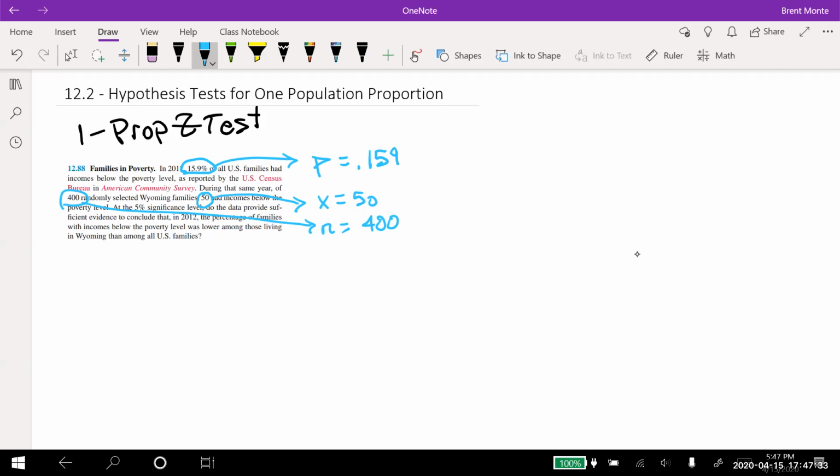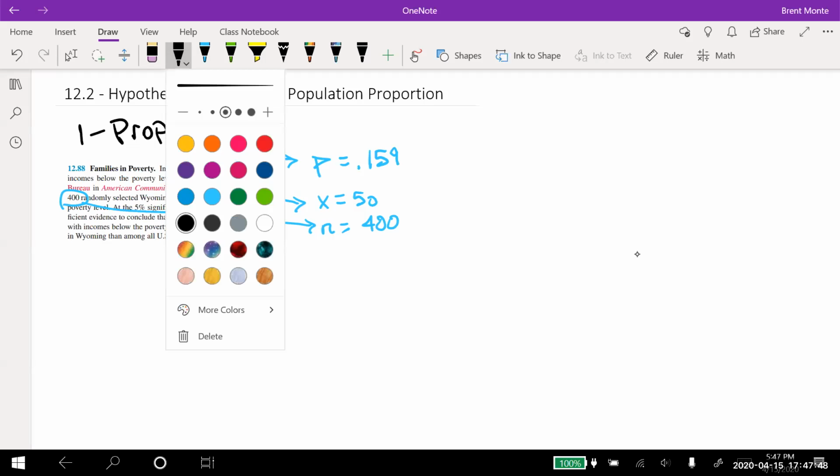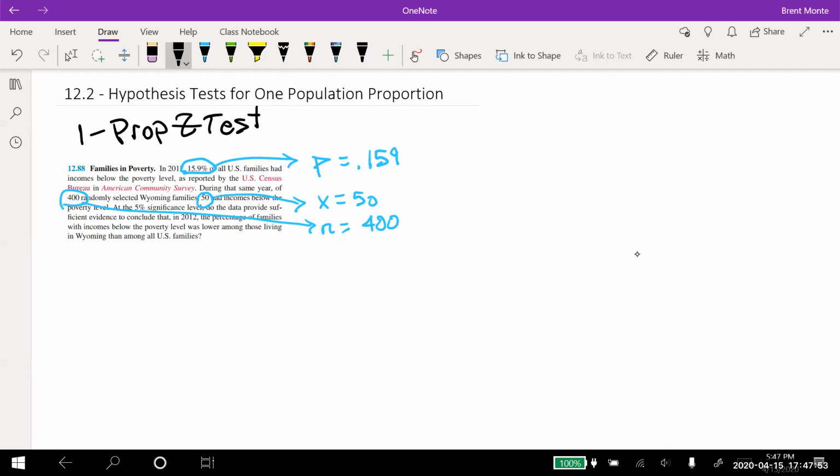So then the question is, is the percentage or the proportion of people in Wyoming below the poverty level less than the national average of 15.9%? So let's go ahead and do our hypothesis test. We do everything like we normally do. The only difference is we're not testing a mean this time. We're testing a population proportion.